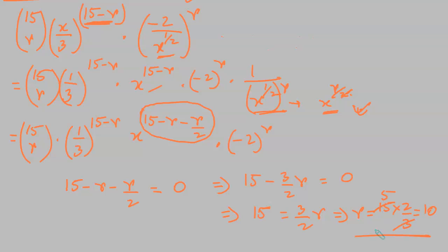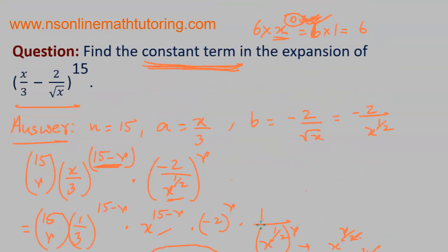As soon as we get the value of r as 10, we are in a position to give them the constant term. This term. They are not asking about the coefficient because you don't have any x. So it is a constant number. It is not the coefficient. Okay.